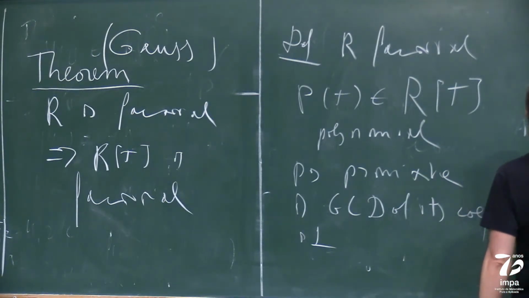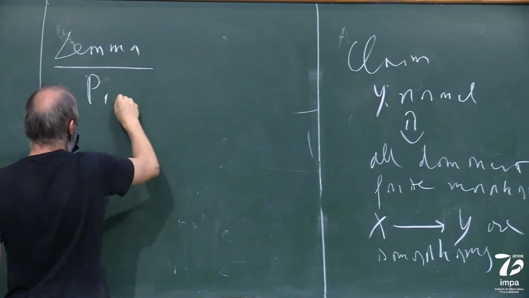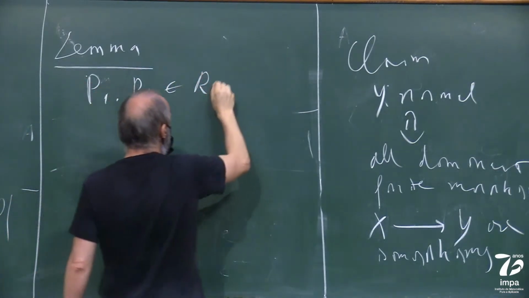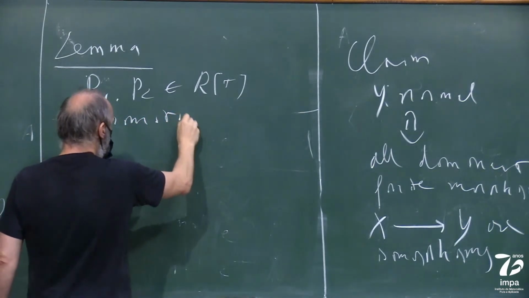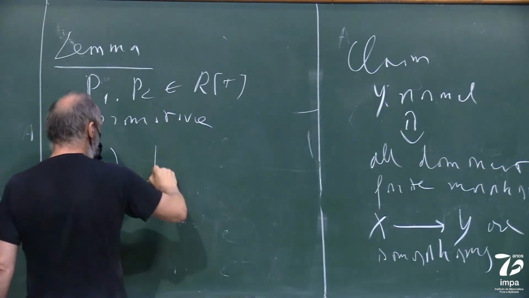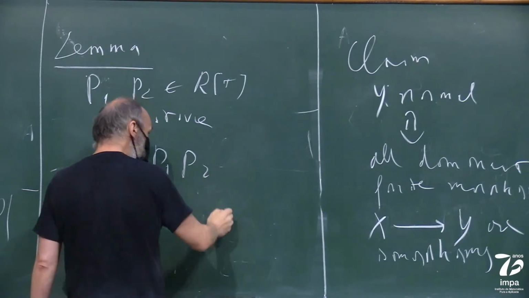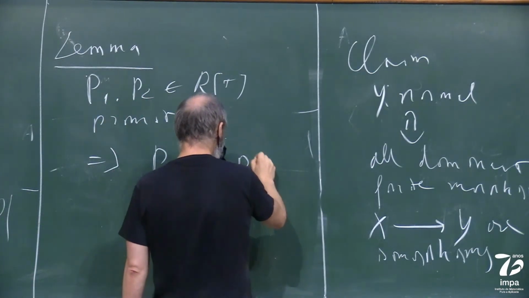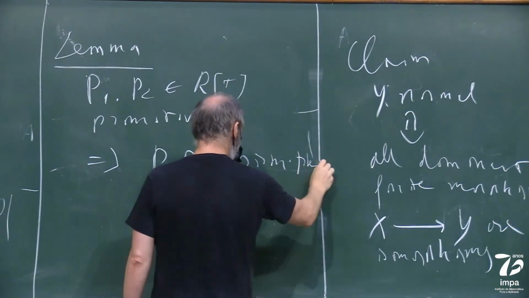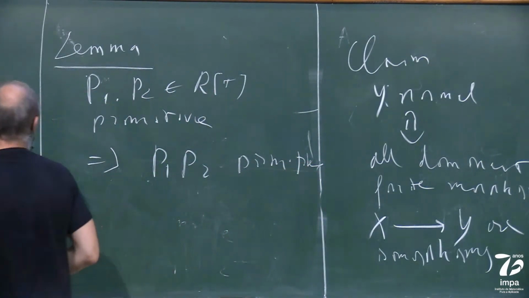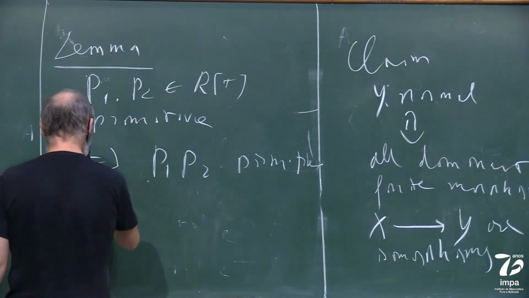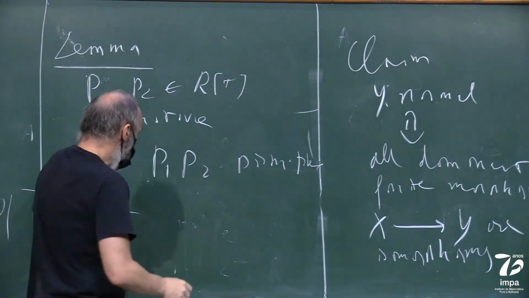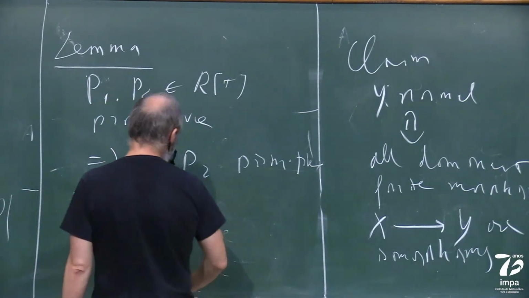So, lemma. P1, P2 inside R[T] are primitive. Then P1 P2 is primitive. A product of primitive elements is primitive. Primitive means the greatest common divisor of the coefficients is 1. Proof: let's suppose it's not primitive.